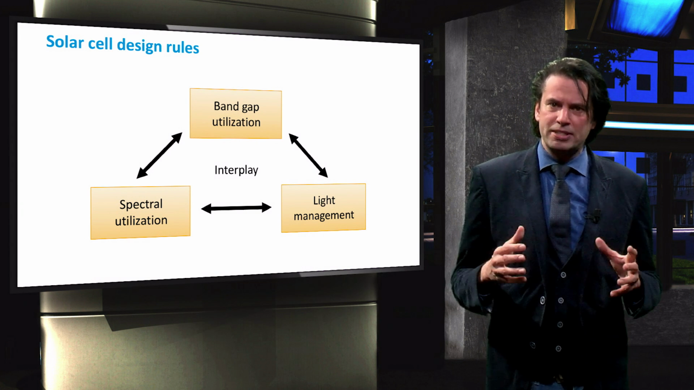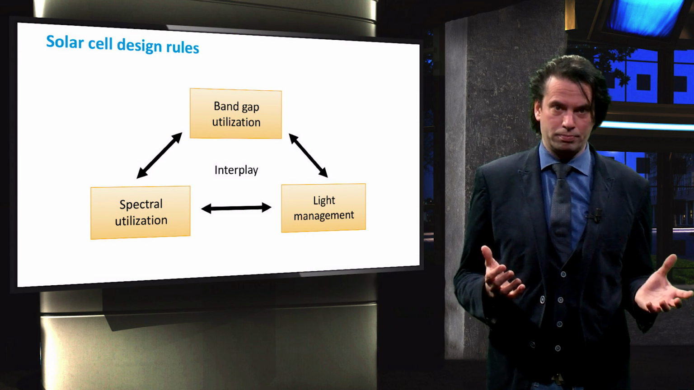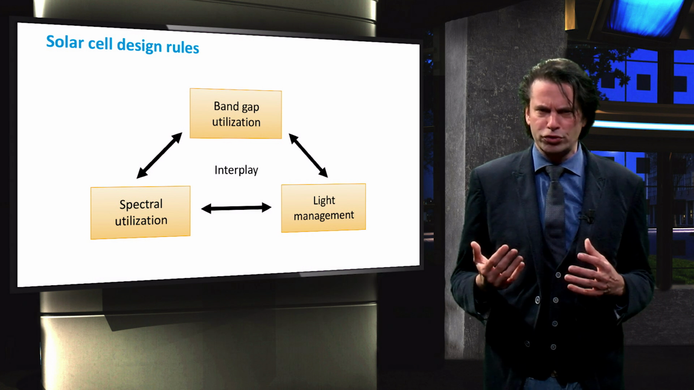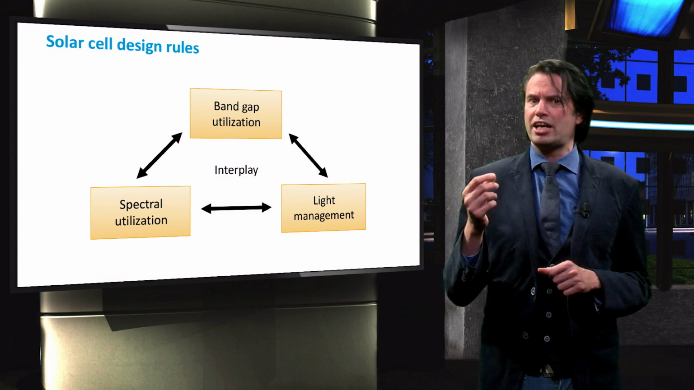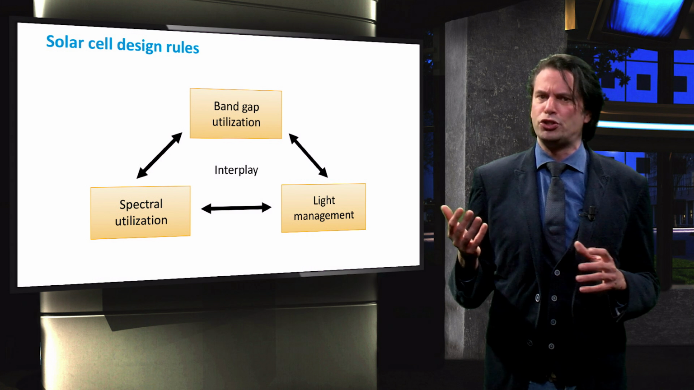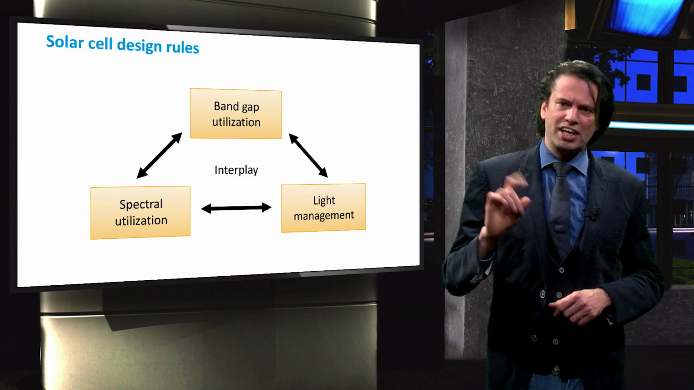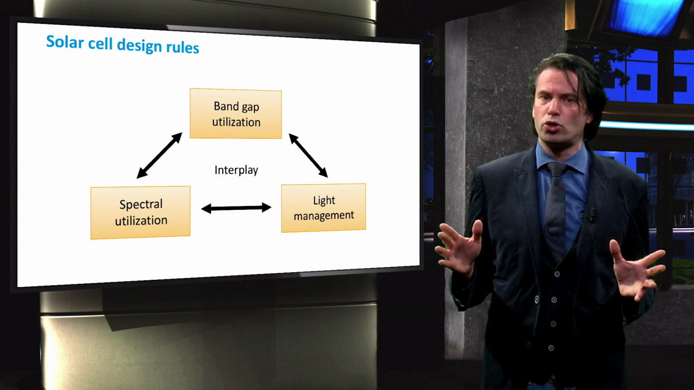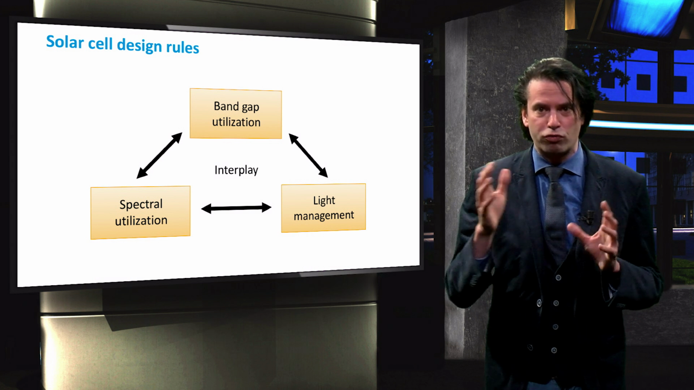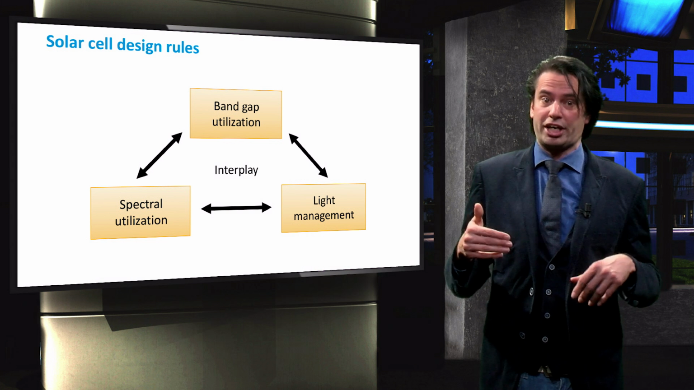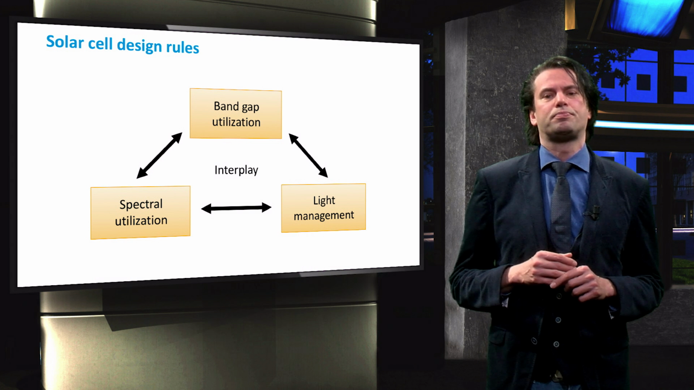Spectral utilization aims at using as large a fraction of the incident solar spectrum as possible. Bandgap utilization involves the collection of the generated charge carriers. It therefore considers the electrical losses in a solar cell, which determine the voltage generated in reference to the bandgap. Finally, given a certain semiconductor absorber, light management focuses on maximizing the absorption of light and subsequent charge carrier generation in the photoactive layer of the solar cell.